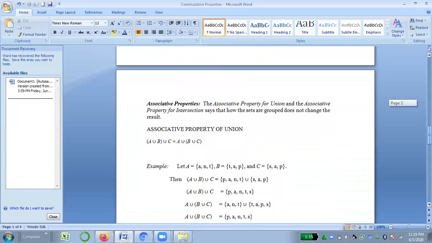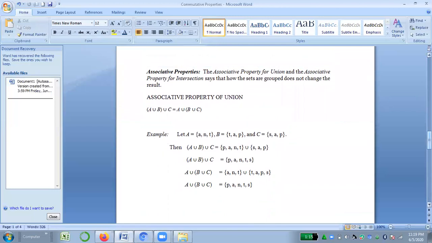Now the third is associative property. So associative property has a definition on your screen. You can look at this.